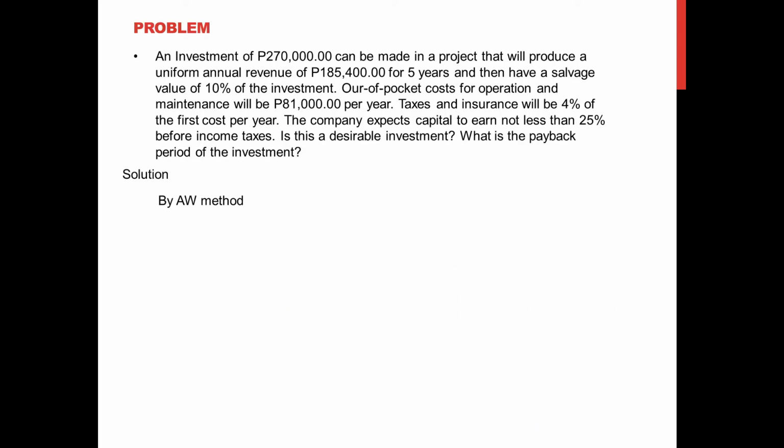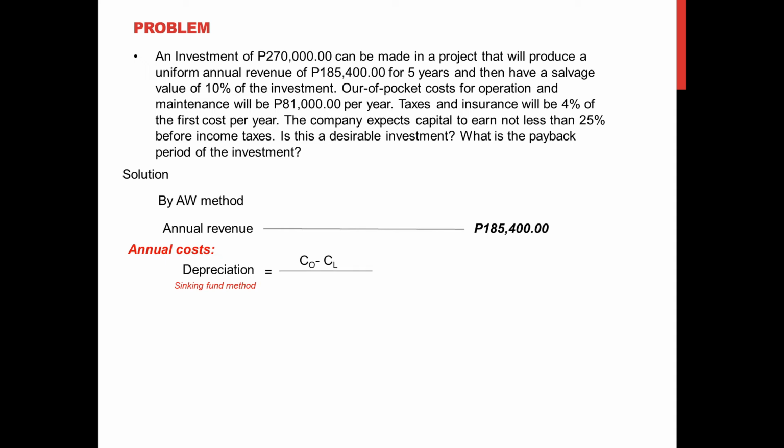So we solve the same problem, this time by the annual worth method. So basically, we do the same. We list the annual revenue because this is the cash inflow, that is 185,400. And the annual cost by depreciation using sinking fund method. Of course, we'll calculate that one to be equal to 29,609 pesos.